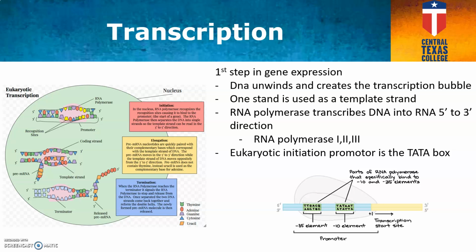For eukaryotes, the initiation promoter is called the TATA box. And it's seen right here in this picture. It's a sequence of, I'm just going to say letters, that essentially spell out TATA. Hence why it's called the TATA box.